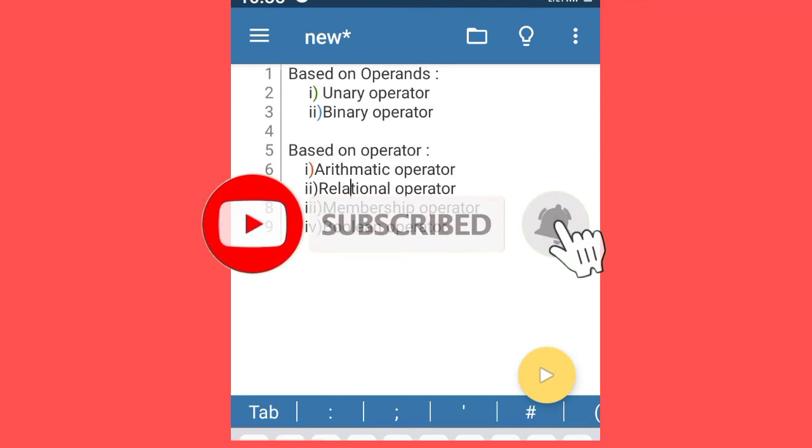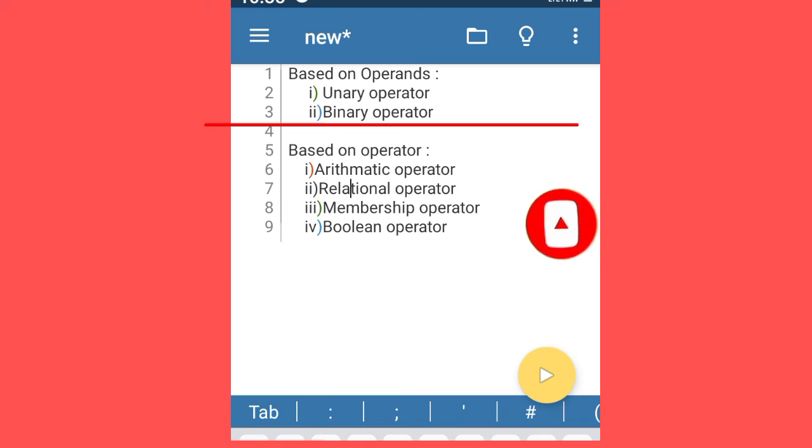Hello everyone. Today in this class we are discussing the operator in Python programming language.